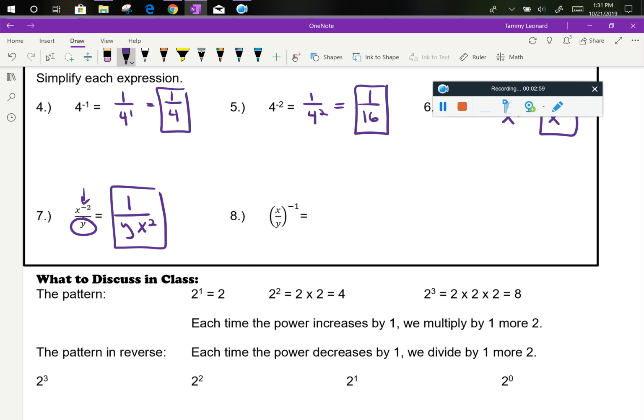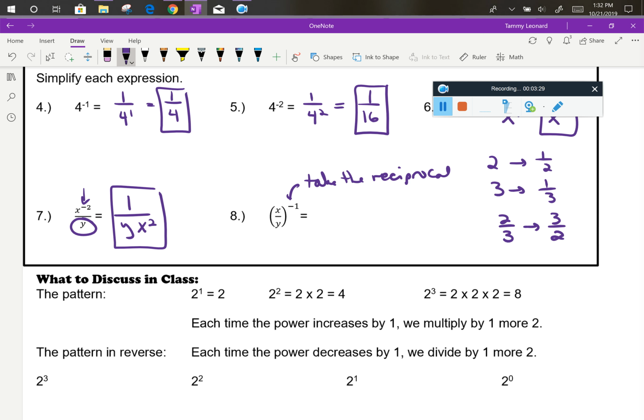Number 8 takes the negative exponent and applies it to the entire fraction. Please remember that this means take the reciprocal. Now, we often think of a reciprocal in terms of 2 has a reciprocal of 1/2 or 3 has a reciprocal of 1/3. But remember, a fraction like 2/3 could also have a reciprocal. The reciprocal of 2/3 is 3/2. We simply make the numerator the denominator and the denominator the numerator.